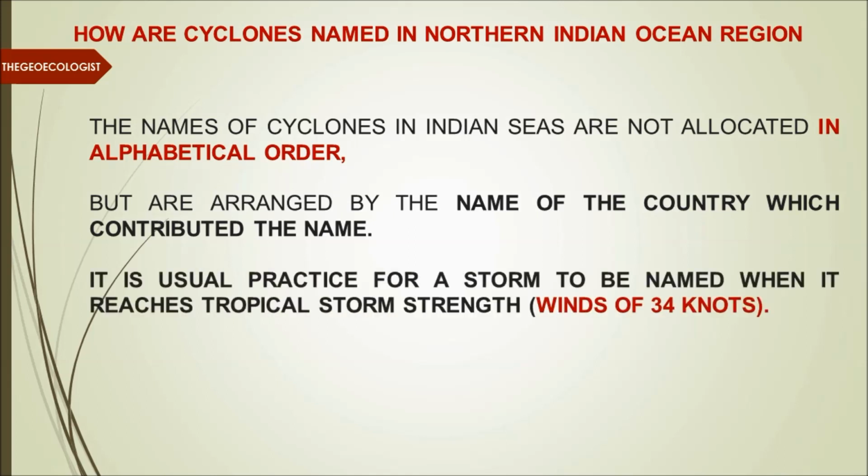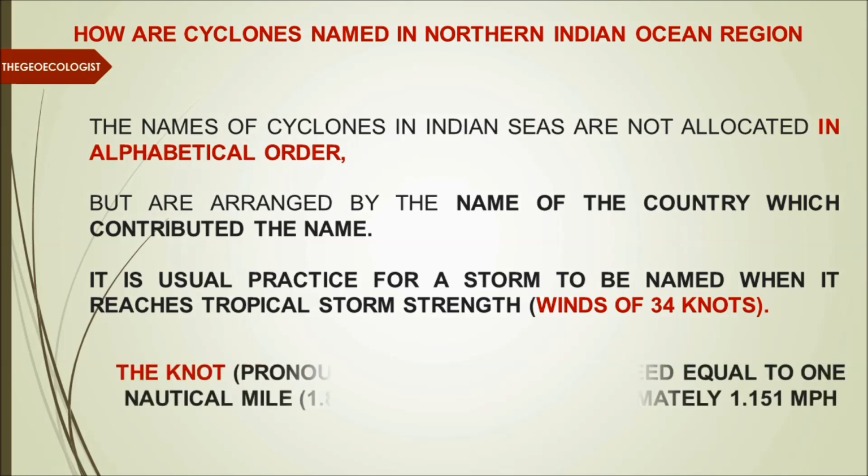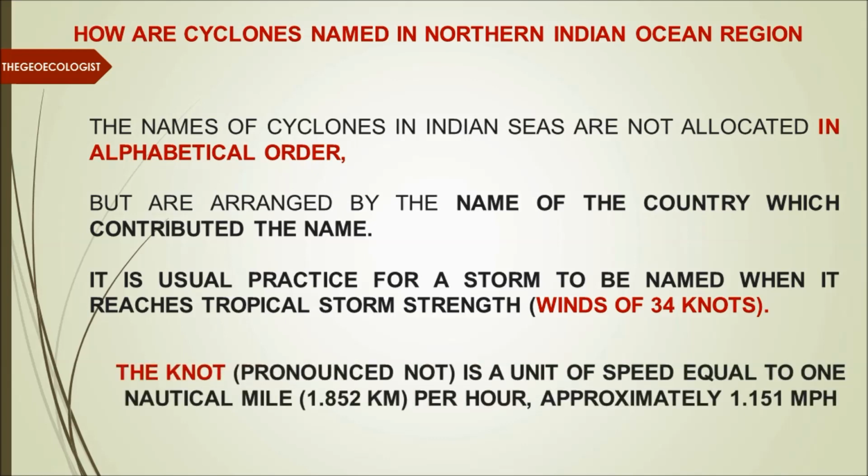It is usual practice for a storm to be named when it reaches tropical storm strength. And remember, what is tropical storm strength? It's a wind speed of 34 knots. So that is the threshold speed. If the wind speed reaches 34 knots, then it is available to be named. A knot is basically a unit of speed equivalent to 1 nautical mile per hour, which is approximately 1.151 miles per hour.